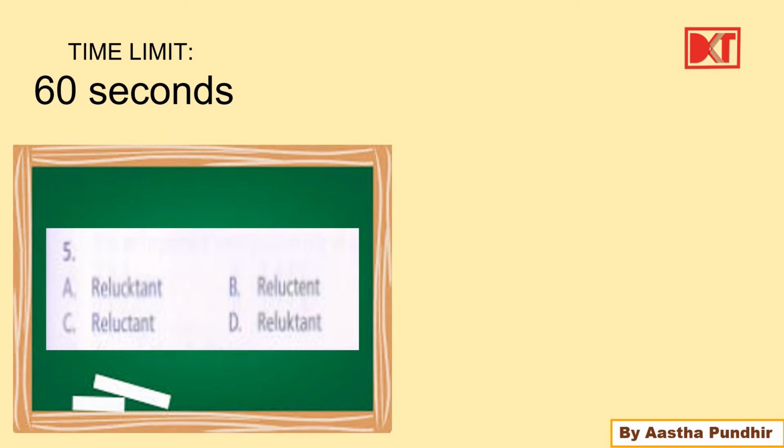The next word is reluctant. Reluctant. Here the correct spelling is C. R-E-L-U-C-T-A-N-T. Here if you see the other words, L-U-C-K, here it became L-U-C-K, which is incorrect. Here T-E-N-T, which is incorrect. Here K-T-A-N-T, which is also incorrect.